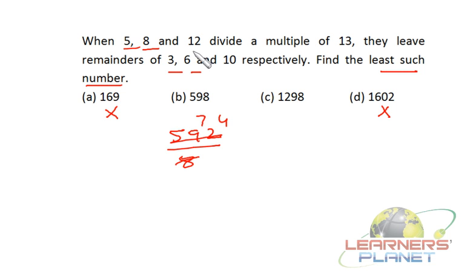Now if it is divided by 12, it should leave the remainder 10. That means 588 should be divisible by 12. So 12 fours are 48, and 12 nines are 108. That means it fulfills all the conditions, hence it is the correct choice. We don't have to check 1298.